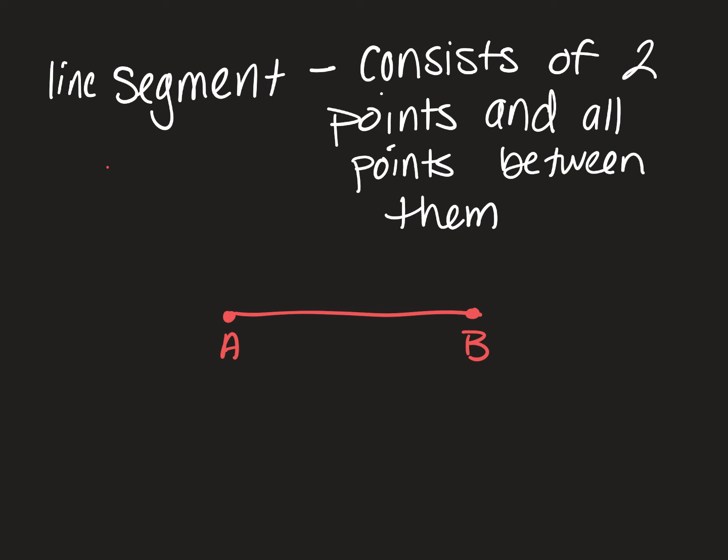To write line segment, it's just AB with the line over it. Oh, that looks like an arrow. It should just be a bar. You could also call it BA. With segments, the letters don't matter again because it's endpoints on both sides.